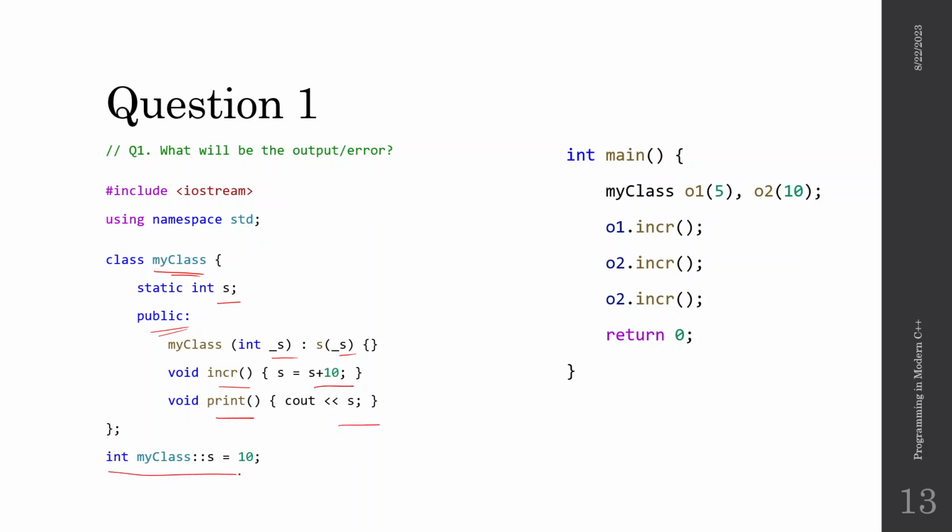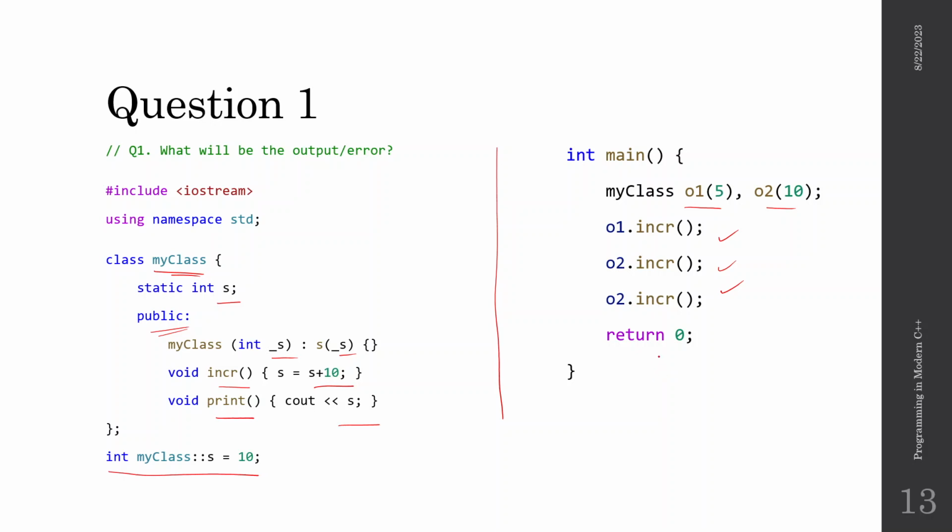And then here we are initializing the value. We are writing int my class colon colon S equal to 10. Now we look at the main code. In the main code we are creating two objects of my class, and then we are calling the increment method three times, one time on o1 and two times on o2. Obviously, since no print method is being called, there will be no output. But also this code will generate an error.